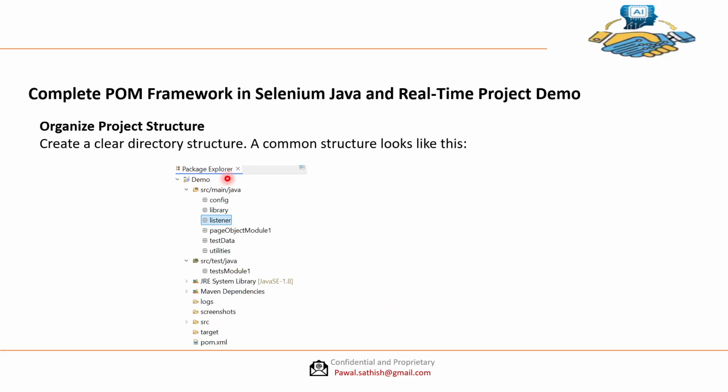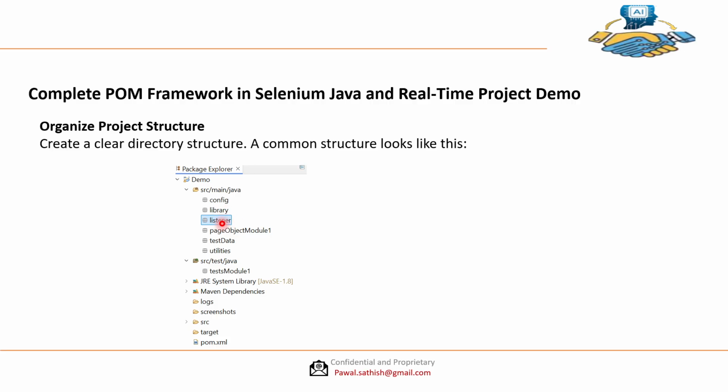Now if you see, this is the project structure when we are developing a POM. Here you can see source main Java, where we have a config folder. The properties file will be added under the config folder. In the properties file we have the URL, username, password, and the environment details. Then we also have a library class here, components, and the listener component.